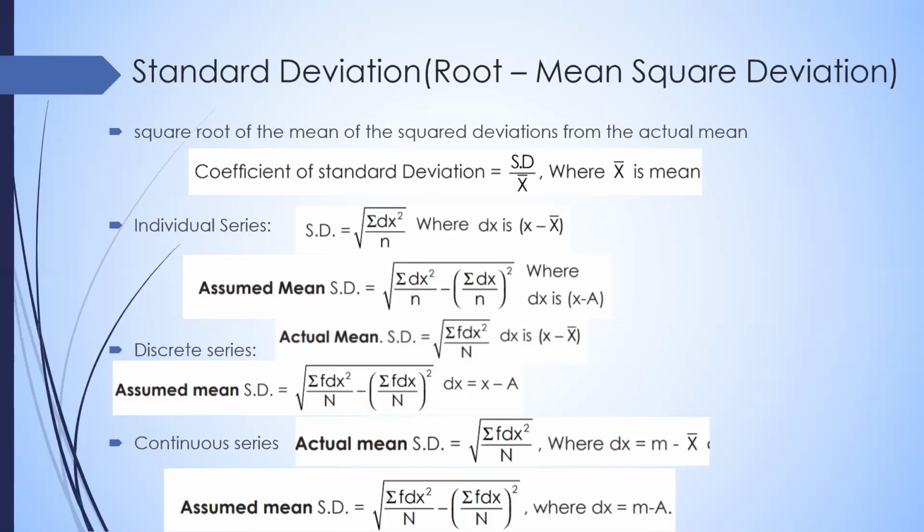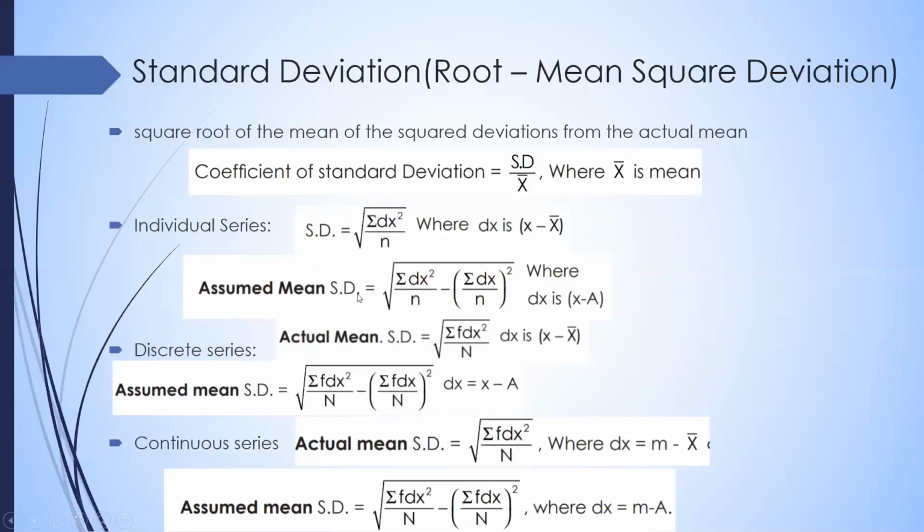Okay, so in the case of an individual series, we consider the standard deviation as the square root of sigma dx squared by n, where the dx value is x minus x bar, where x bar is the actual mean of your data set. The coefficient of standard deviation is calculated as the standard deviation divided by x bar, where x bar stands for the mean.